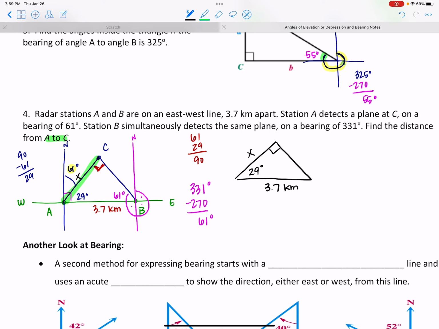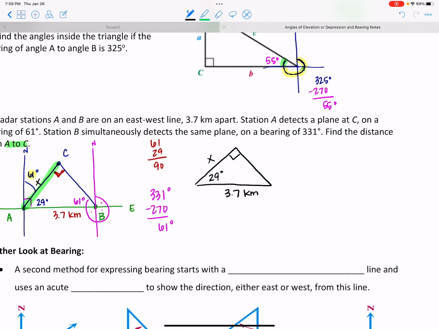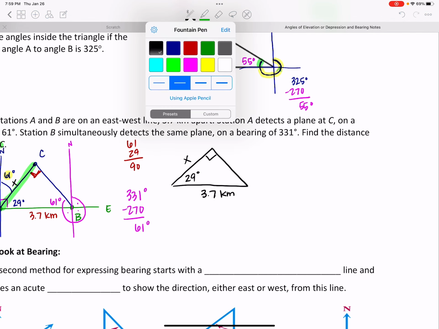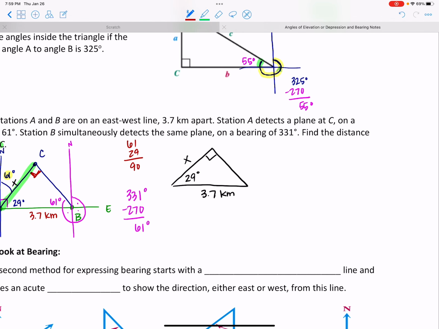I also have the other angle, but I don't even think I need it because I already have enough information to solve. Next to that 29 degree angle, adjacent to it is the side X, and the hypotenuse of this triangle is 3.7. If I have the adjacent side and the hypotenuse, I can use cosine to solve. If you want to use the other angle, that's totally fine. You're just going to end up using sine instead of cosine.